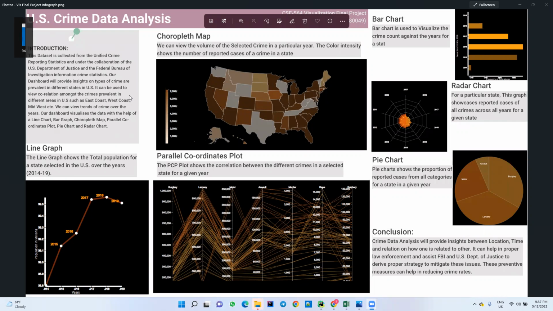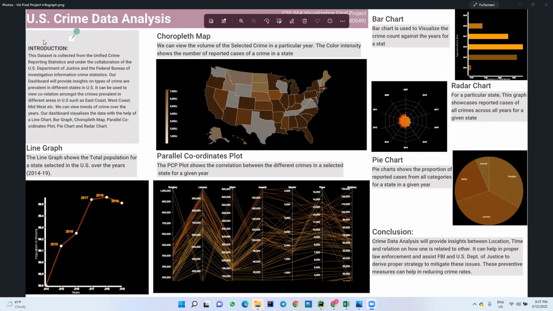Hello everyone, my name is Sumit Chahani, and today my partner Priyanka and I will be sharing our final project for CSE564. The topic of our project is to analyze the US crime data. This data set is developed jointly by two US bodies. One is the US Department of Justice and another is the Federal Bureau of Investigation.